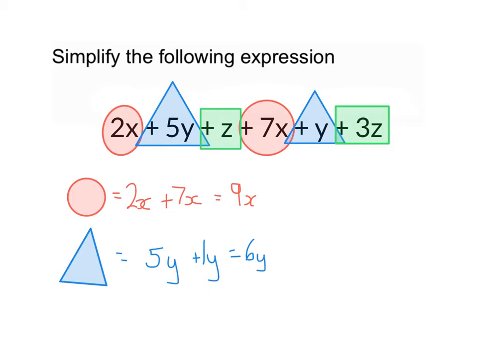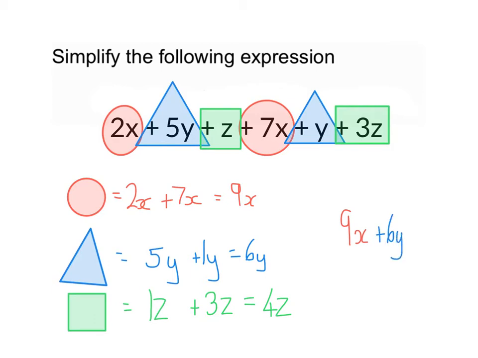And then finally we've got my squares or rectangles, which was positive z, add 3z. Again, there's an imaginary 1. 1z add 3z is 4z. So altogether then, I've got 9x plus 6y, because that's a positive 6y, plus 4z, because that's a positive 4z. And there's my simplified expression.